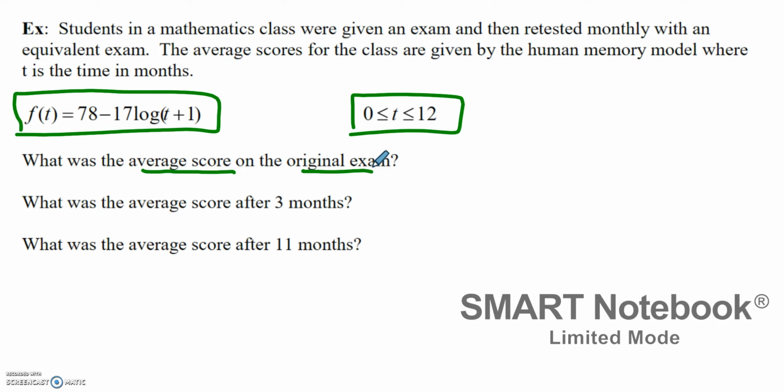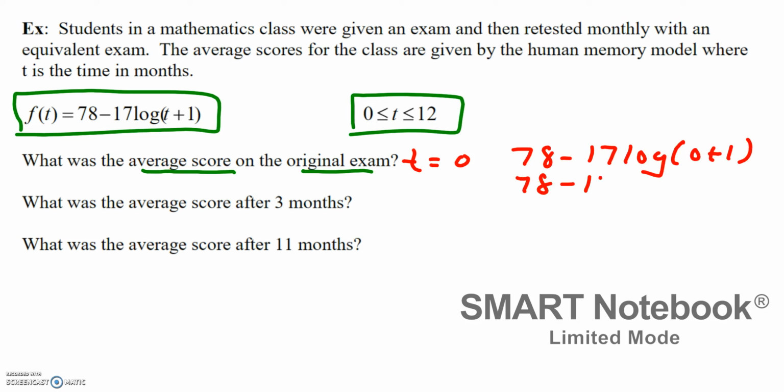So I think this is what it's probably going to say before we start, is the more time that passes, the worse students may do. Let's see if that's what it does say. So the original score, so that means that time has not passed, so t is 0. So we're trying to do 78 minus 17 times the log of 0 plus 1, or 78 minus 17 times the log of 1.